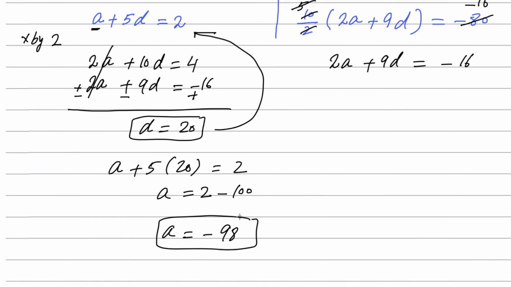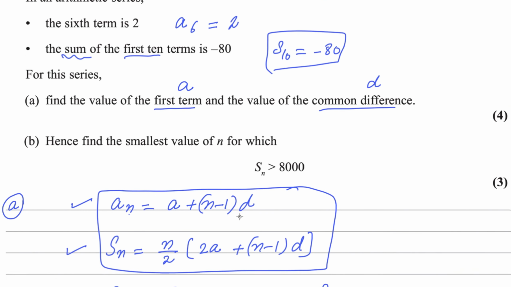First part is done. Now for the second part. Hence find the smallest value of n for which Sn is greater than 8000. Do not forget n are the number of values. Minimum number of values for which the sum becomes greater than 8000. This is given. We will start with this, and we will replace the value of Sn over here, the formula. You have to memorize this formula. These two formulas are very important for arithmetic series, arithmetic progression.